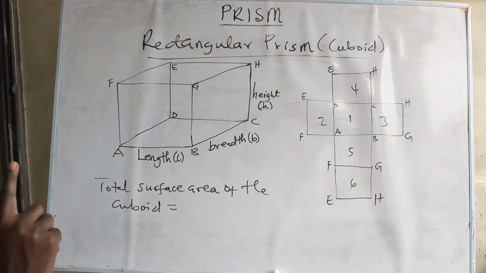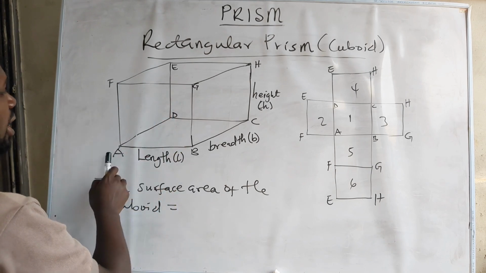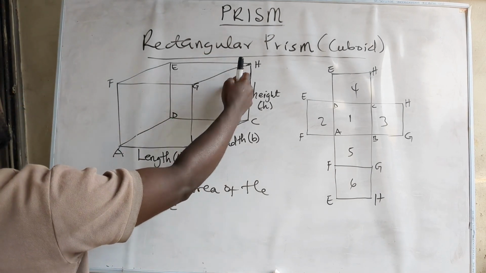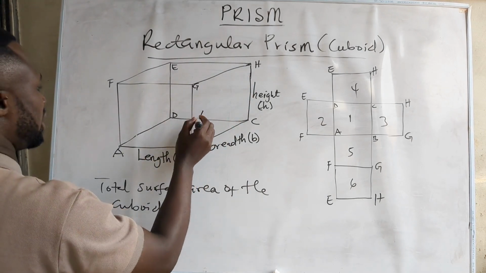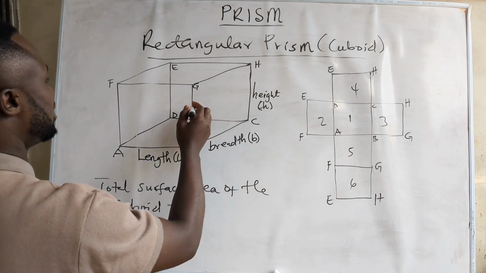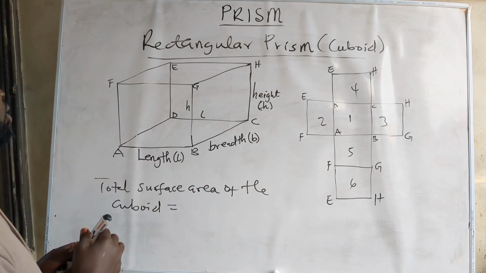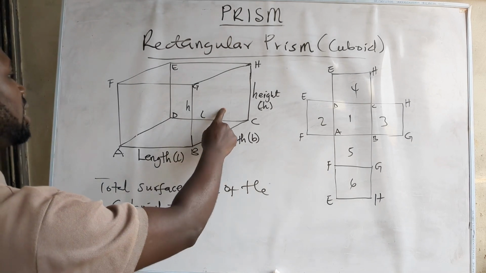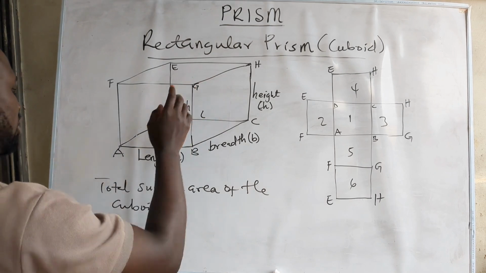So what we should take note is that this particular face here, the ABFG, is the same as the face here. So the length here will be the same as the length here, and the height here is the same as the height here. You get it? Okay. So this particular face becomes the same as this face.